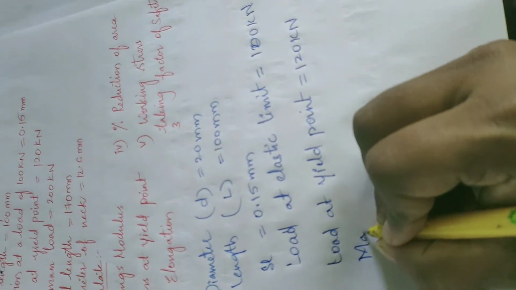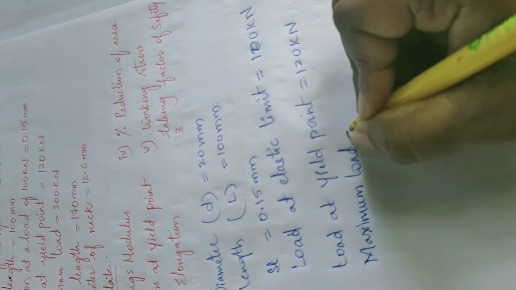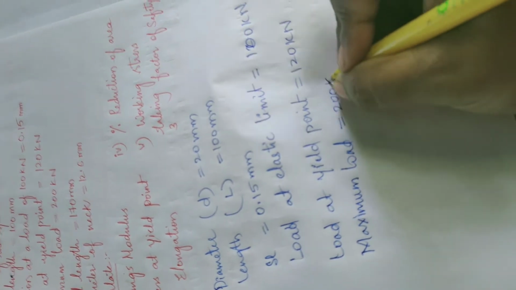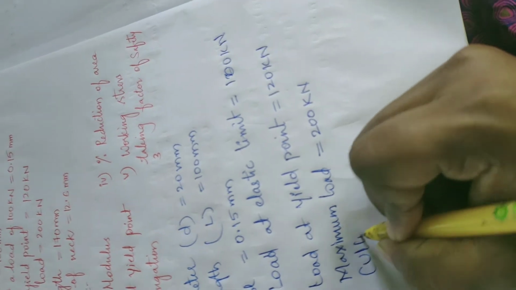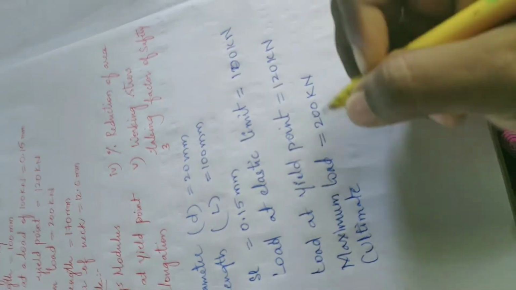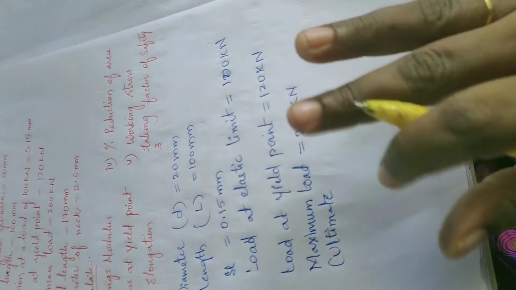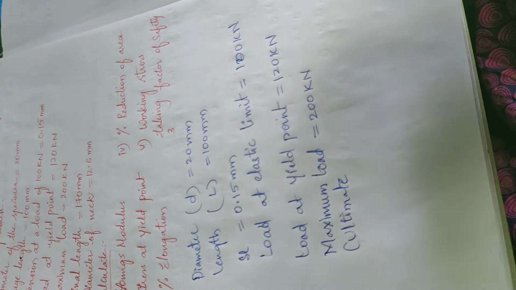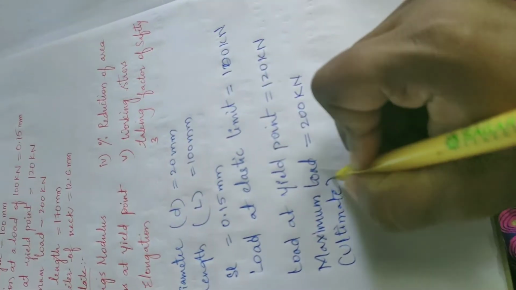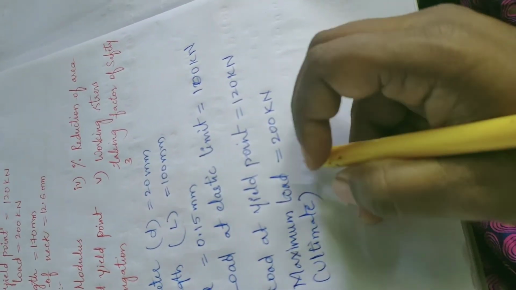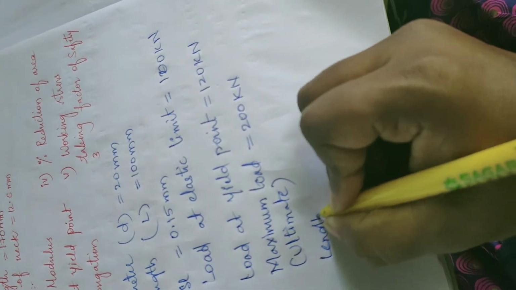Next, maximum load. It is nothing but the ultimate load. It means this is the maximum load that will be held by the specimen. Because of this load it will not fail. After this, when the load increases, it will start localized deformation. Okay. Next, this is maximum load. After this, length after failure.